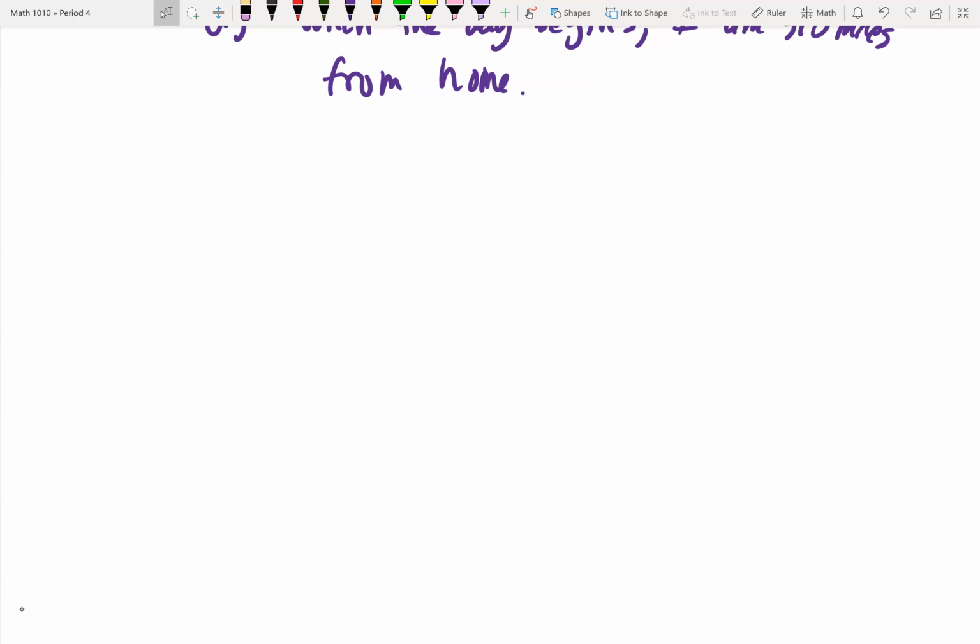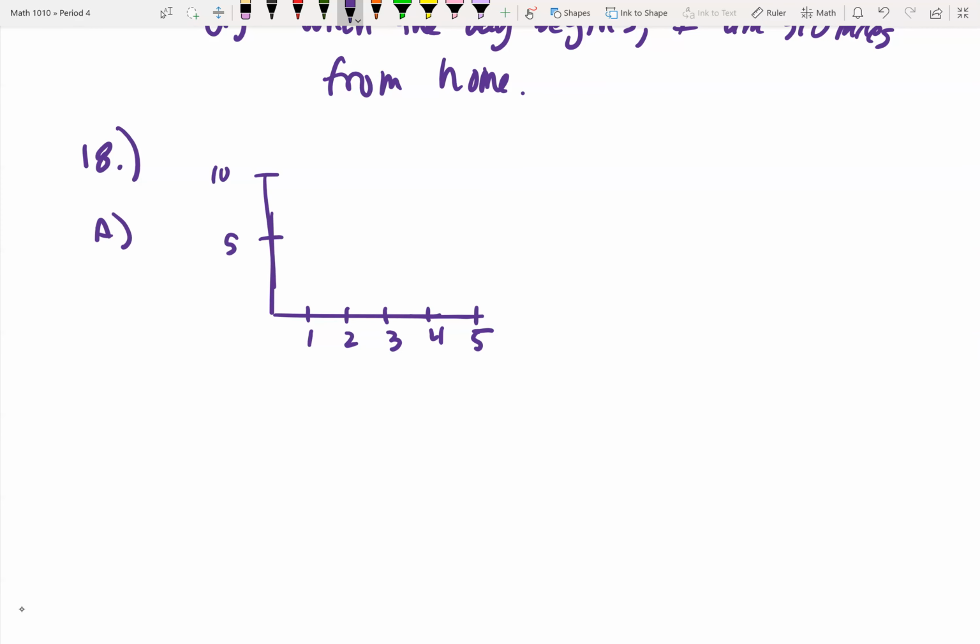Okay, question 18. Functions can be represented in 4 ways: numerically, graphically, symbolically, and verbally. For each of the following, one way of representing the functions given, give it in the other ways. Okay, so let's do example A. So basically, for graphically, they want a graph. So we're going to go 1, 2, 3, 4, and 5. And the water level is going to go 5, and 10, and we can just go 1, 2, 3, 4, and we're going to say time, and then water level.